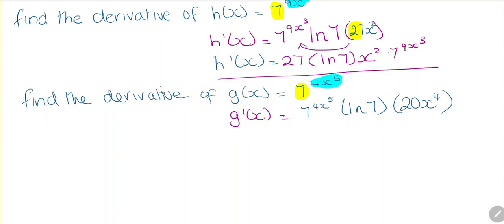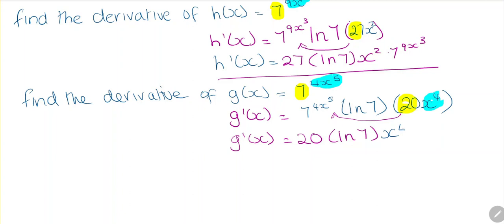And now we're just going to rearrange. So we're going to write 20 in front of our ln. So 20 ln 7 followed by our x. So we want to write this next, x to the 4, and then 7 to the 4x to the 5.